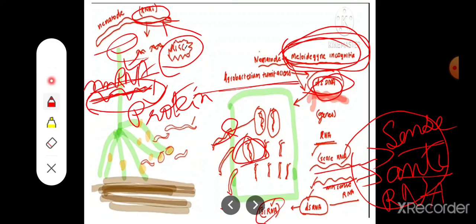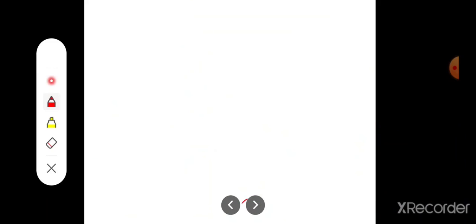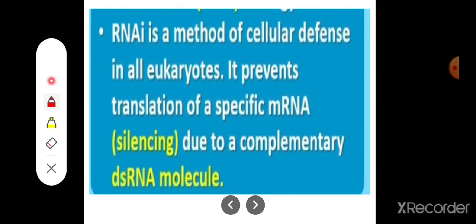Clear, children? So now let us see what is given in your textbook. RNA interference is a method of cellular defense in all eukaryotes, and it prevents translation. What does it prevent? The translation process. Translation is the process of converting mRNA into protein, and that is prevented with the help of a specific mRNA. It prevents the translation of a specific mRNA, which is called silencing. So this mRNA is made silent without expressing, right? It is held back from doing anything.